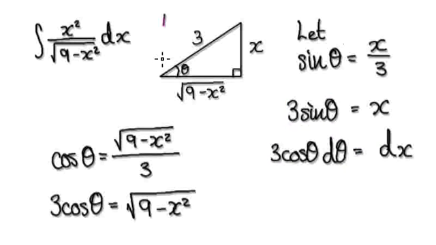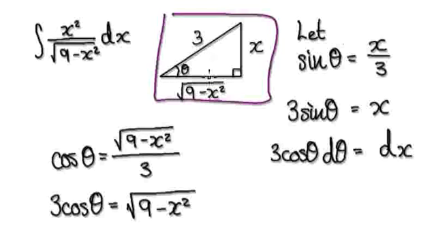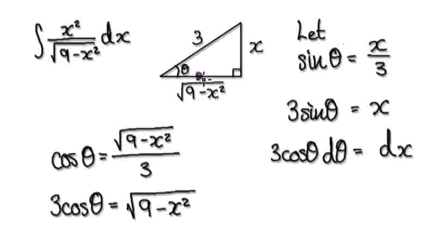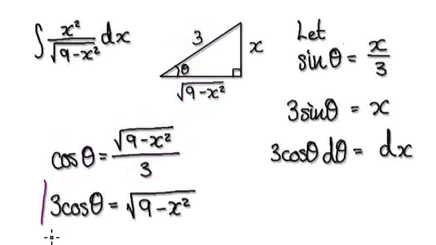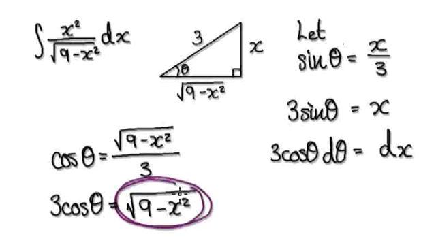Okay, and then now looking at this again, cos of theta will be this thing over 3. So cos of theta will be this thing over 3. And then times both sides by 3, that will give you this. You see, now we've isolated our complicated bit here.